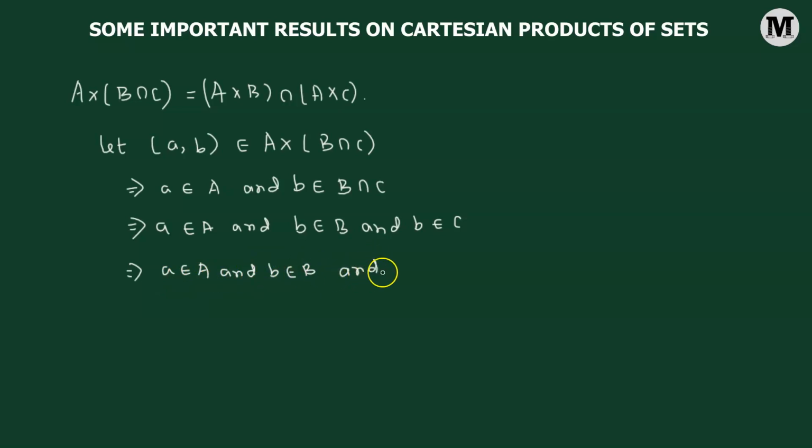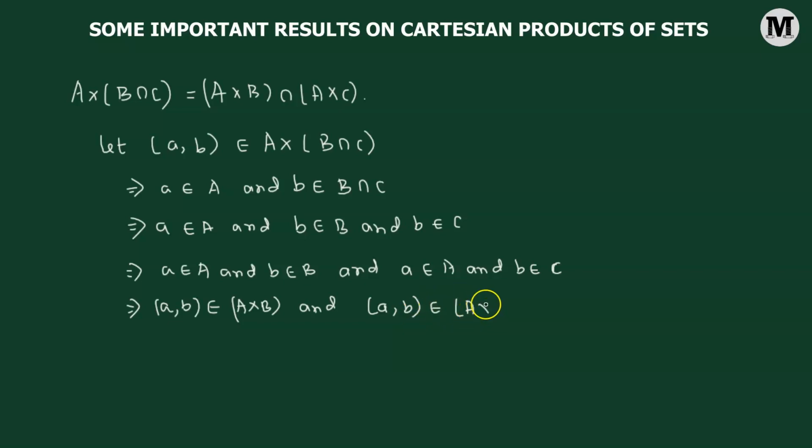And we can also say that A belongs to the set A, because it's a true statement, and we have B belonging to the set C. This means now we have A belonging to A and B belonging to B, which means the ordered pair A comma B belongs to the Cartesian product of A and B. Fine. And we have A belonging to A and B belonging to C, which means we have A comma B belonging to the Cartesian product of A and C.